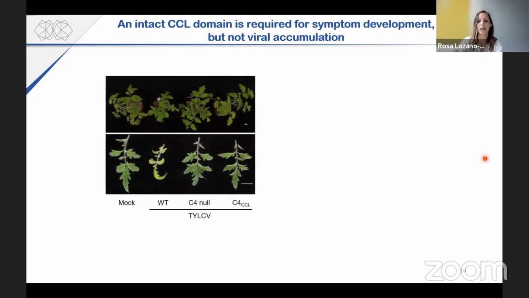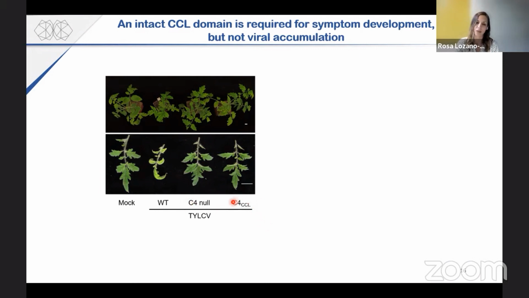Now, in order to understand how the CCL-like domain and the interaction with the RLDs contribute to the viral infection, we generated a mutant version of the virus that expresses a CCL-like domain deficient version of C4. So here you can see tomato plants that have been inoculated with a wild-type version of C4, and these plants develop the typical symptoms. With a C4 null mutant version of the virus, these plants do not develop any symptoms because this virus can barely infect.